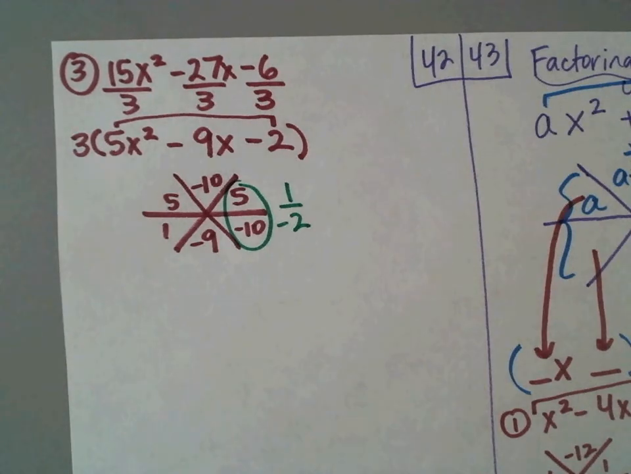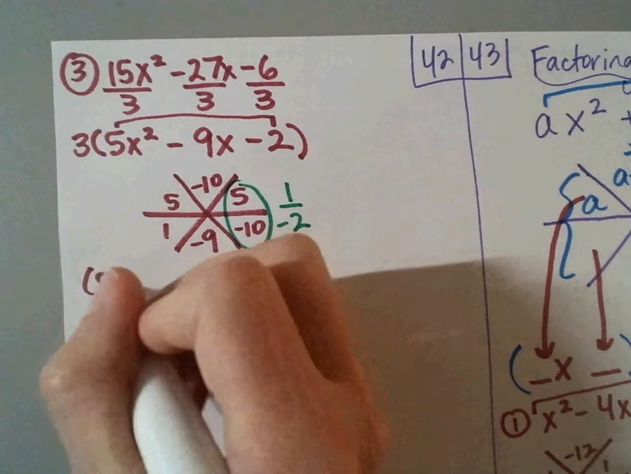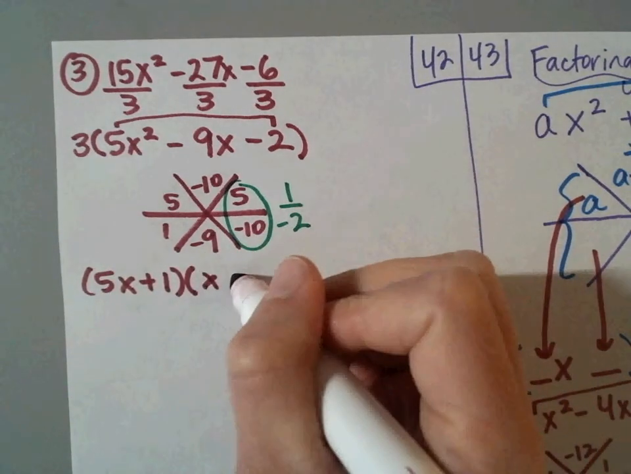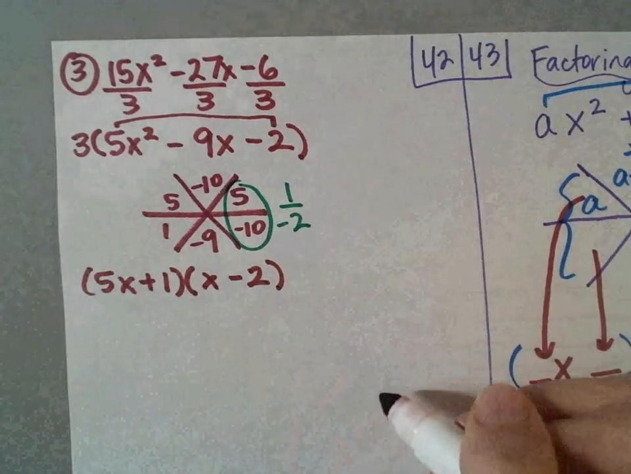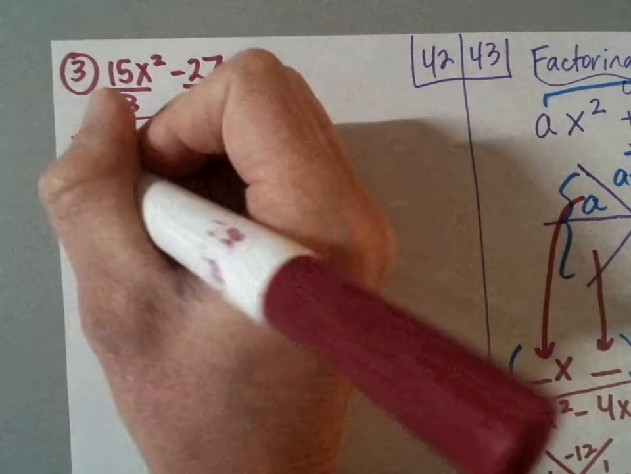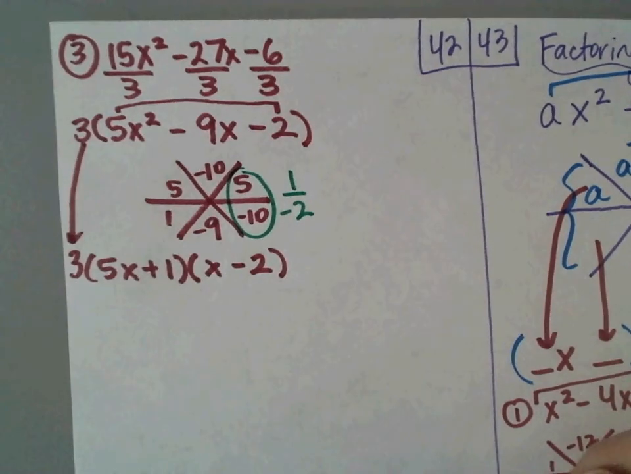Okay, final answer here. Top number gets the x. 5x plus 1, x, yep, that's it. Oh, wait, what has to come in front? Yeah, I totally forgot about our greatest common factor, the 3. So don't forget about the 3.